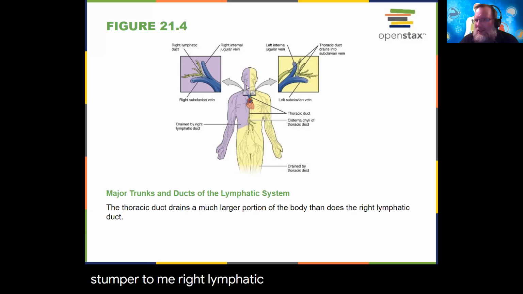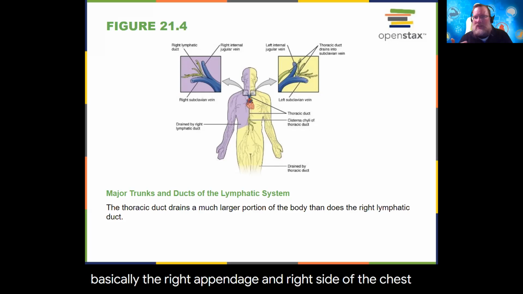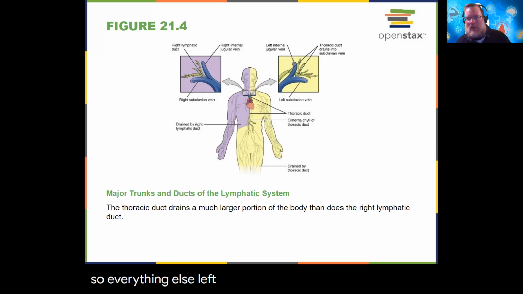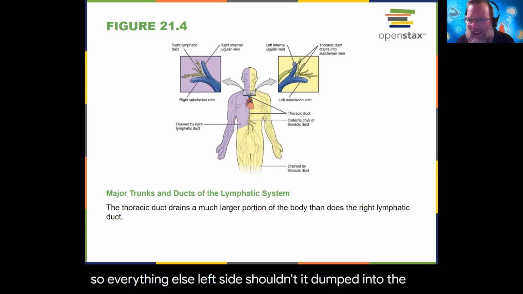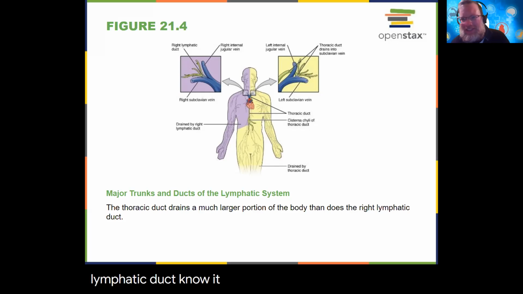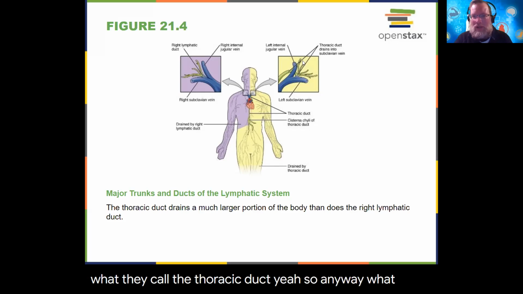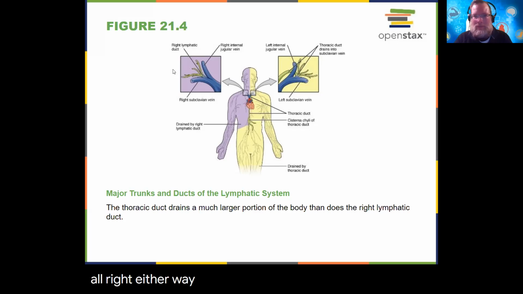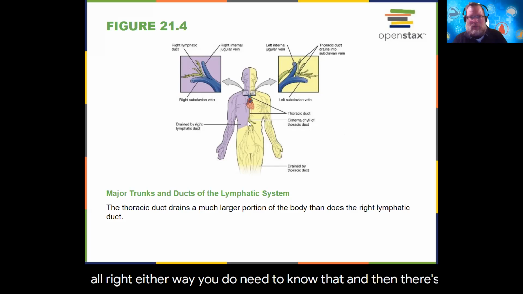The right lymphatic duct is where all the lymph drains from the right side of the head and basically the right appendage and right side of the chest. So everything else, the left side, shouldn't it dump into the left lymphatic duct? No, it should, but it doesn't. It dumps into what they call the thoracic duct. So anyway, whatever. Either way, you do need to know that. And then there's something else I wanted to mention.